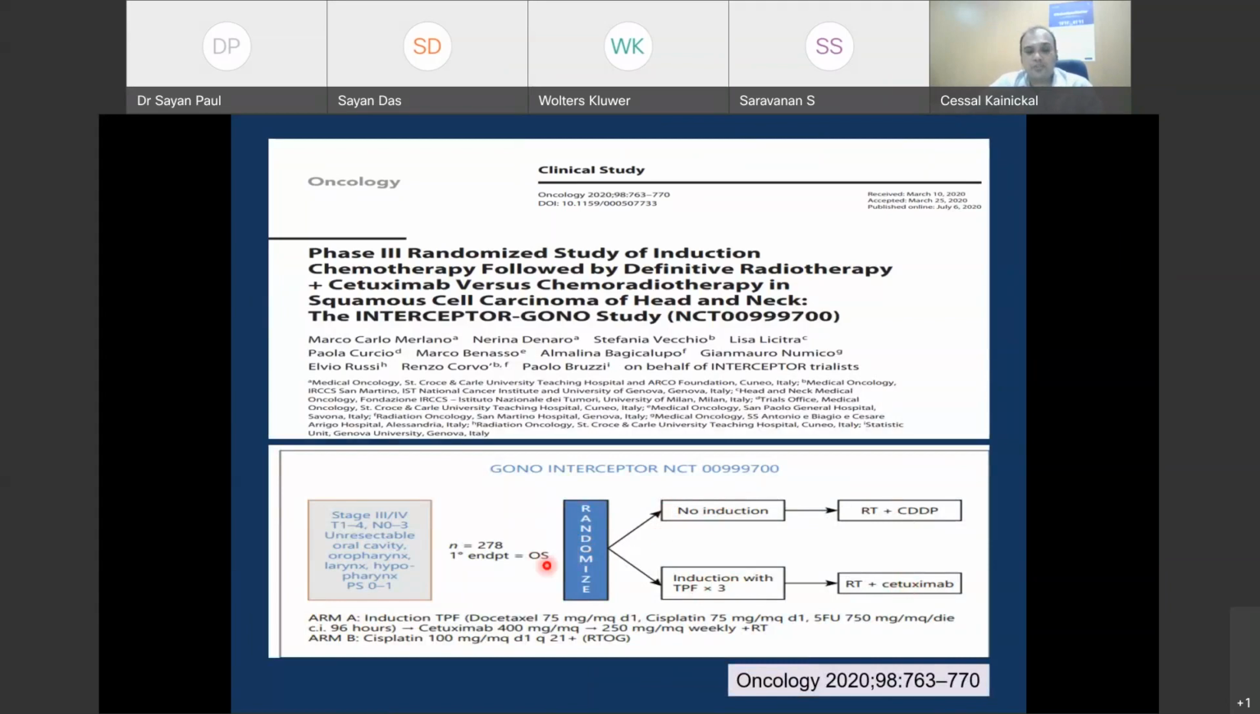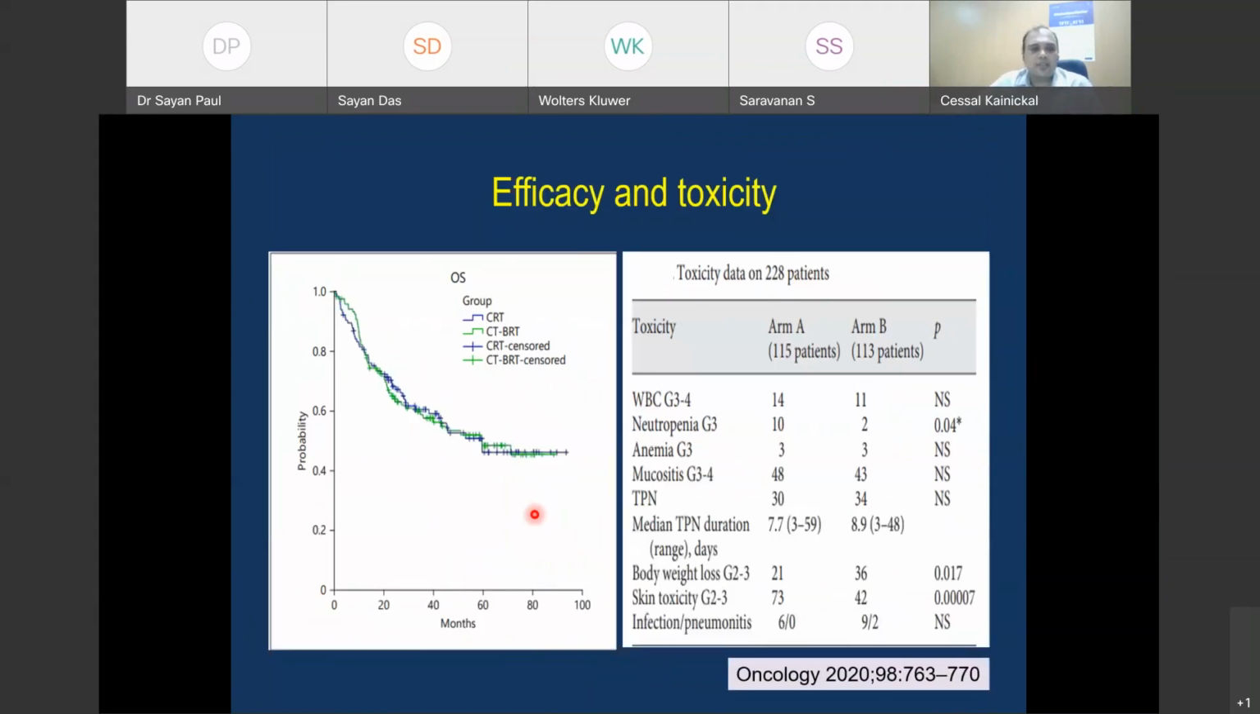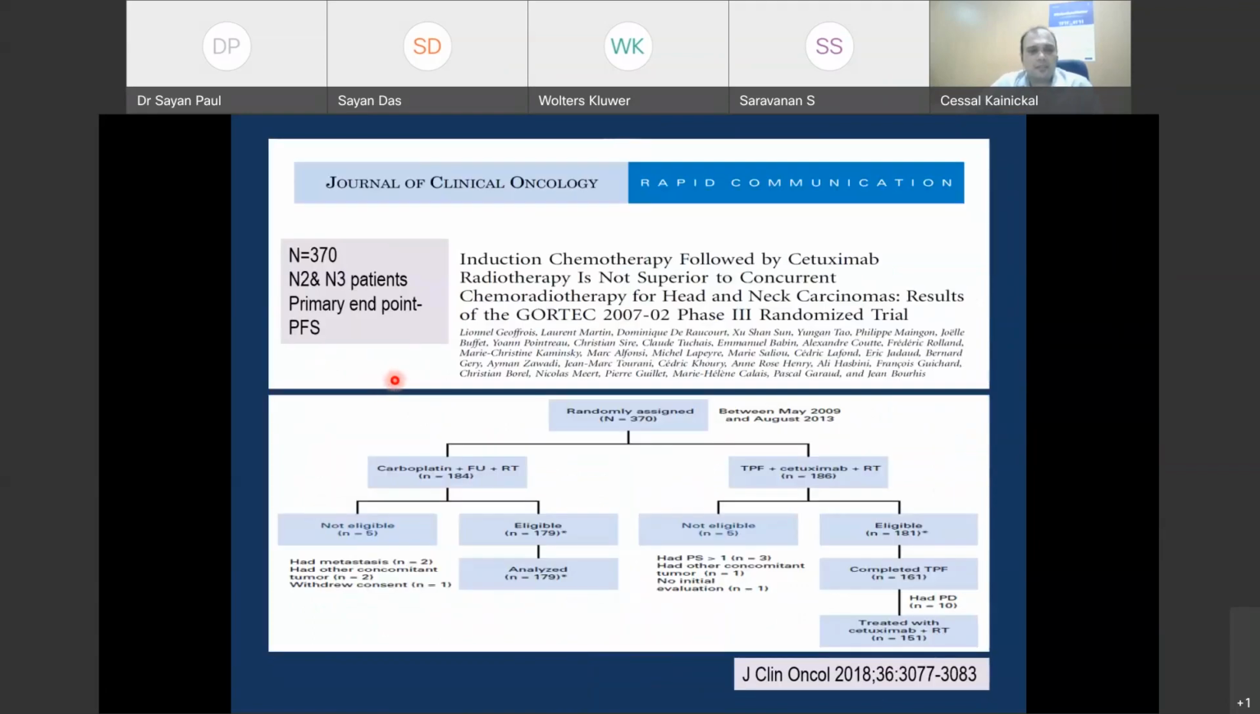The primary endpoint was overall survival, and this was published in Oncology last year, in 2020, and it showed that the 2 graphs are hugging each other. There is no difference between the outcomes. And the same design was used by the Gottlieb group 2007-02. This was published in JCO in 2018, and this was mainly for bulky tumors, asking is there any benefit of adding TPF before cetuximab plus radiation? That was the question.